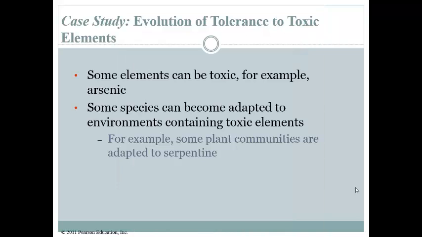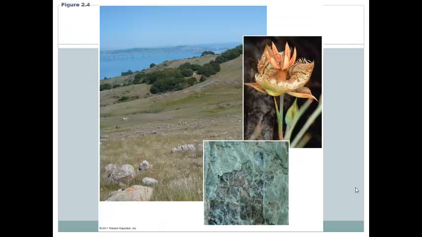Some elements can be toxic. They could be harmful to an organism, and some species adapted tolerance to these toxic elements. An example of this is a plant community that has become tolerant to the toxic element serpentine.